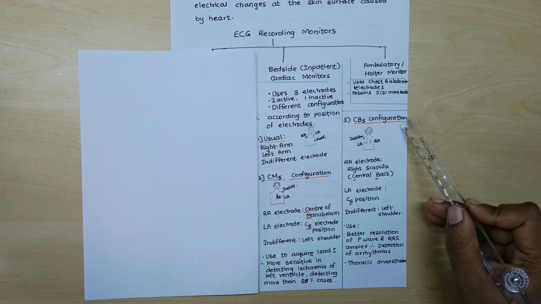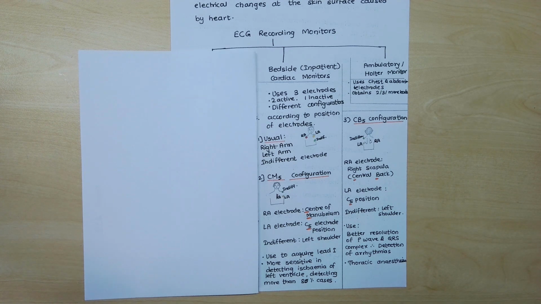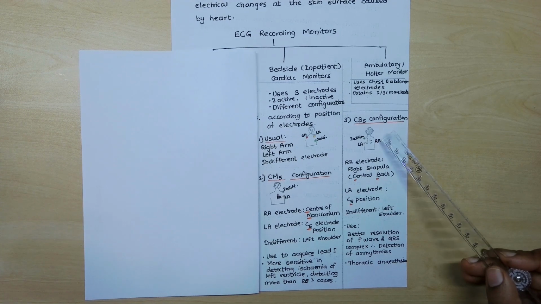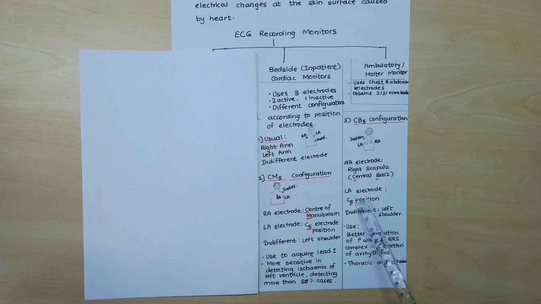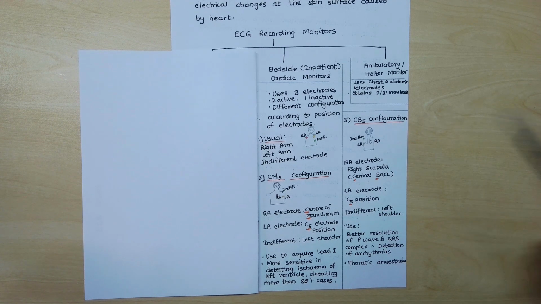Next is the CB5 configuration. In this, the RA electrode goes on the right scapula, that is central back. The LA electrode goes to the C5 electrode position. The indifferent electrode goes to the left shoulder. The CB5 configuration gives better resolution of the P-wave and QRS complex. Therefore, it is used in the detection of arrhythmias. It is also useful in thoracic anesthesia.